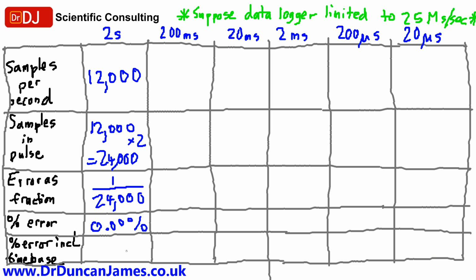Now, let's pretend the data logger is accurate to 0.01%, the time base is. In this example, I think it's good to illustrate that maybe the time base isn't perfectly known for the data logger, in which case the actual error is going to be 0.01%.